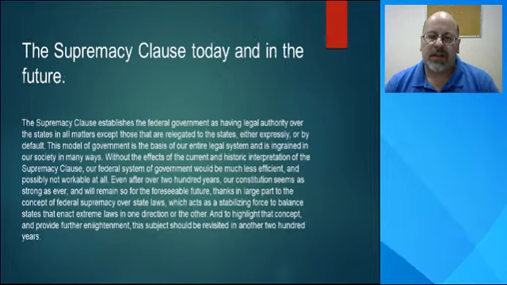So what is the future of the Supremacy Clause, and how does it affect our nation today? The Supremacy Clause establishes the federal government as having legal authority over the states in all matters except those that are relegated to the states, either expressly or by default. This model of government is the basis of our entire legal system and is ingrained in our society in many ways. Without the effects of the current and historic interpretation of the Supremacy Clause, our federal system of government would be much less efficient and possibly not workable at all.